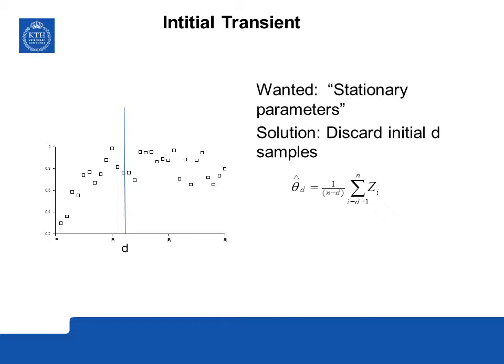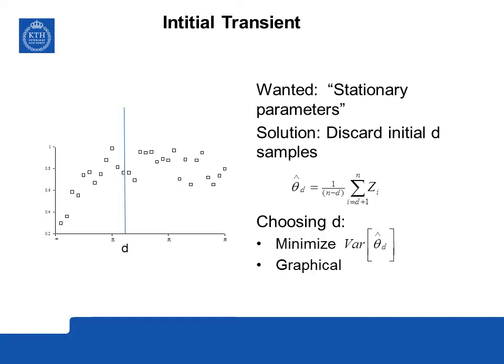And there are a number of ways how we can choose D. If we have a lot of samples available, then of course we can make D very, very large, and so we can be pretty sure that the effect of the transient period is limited. But if we have a limited number of samples, this may be a little bit tricky. And there are a number of ways of doing this. One way, if we have very, very few samples, is of course to try to minimize the variance. We try different Ds and see what actually minimizes the variance of our estimator. And there's a trade-off, of course.